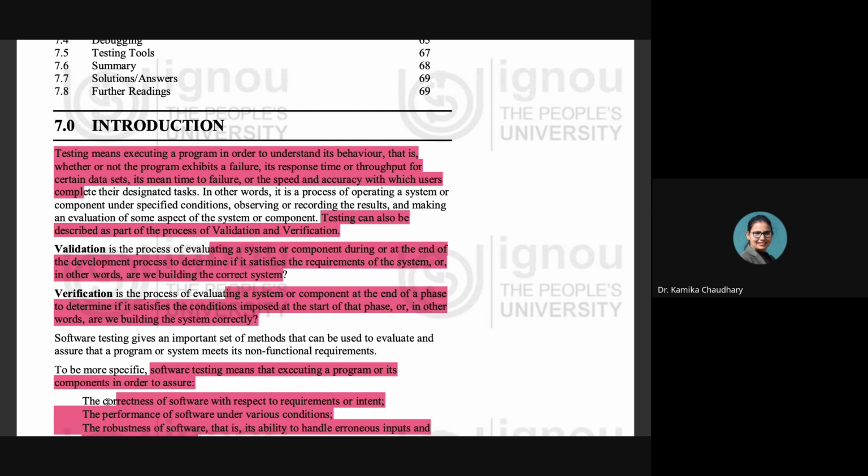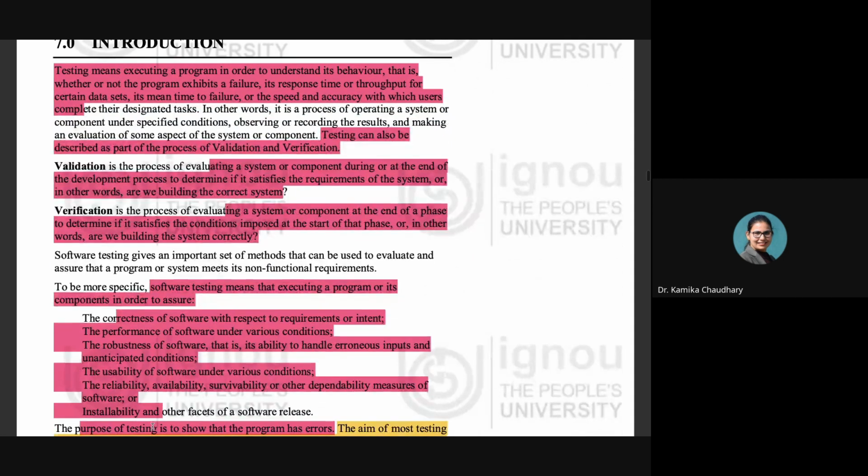Next, we need to understand two important terms. One is validation and the second is verification. Validation means to check, are we building the correct system? Whatever software we are developing, whether we are building the correct software or not. Verification means, are we building the system correctly? Meaning whether the process we are applying in building that particular software is correct or not.